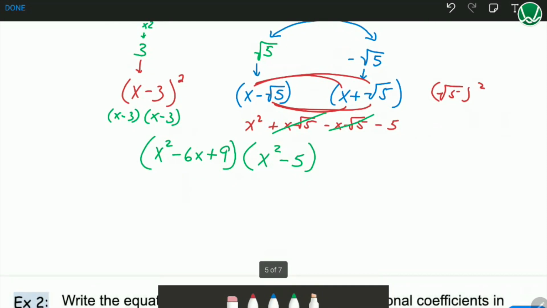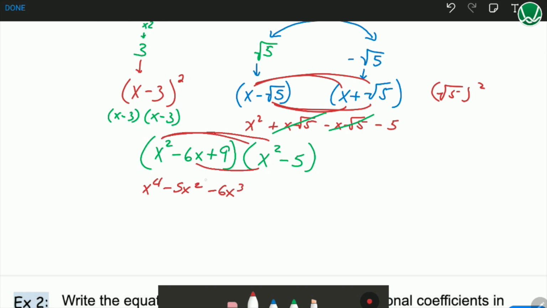And lastly, we just have to distribute the remainder out. So x squared times x squared is x to the 4th. X squared times negative 5 is negative 5x squared. Negative 6x times x squared is negative 6x to the 3rd. Negative 6x times negative 5 is positive 30x. 9 times x squared is 9x squared. And 9 times negative 5 is negative 45.